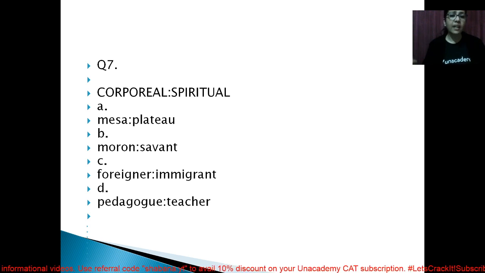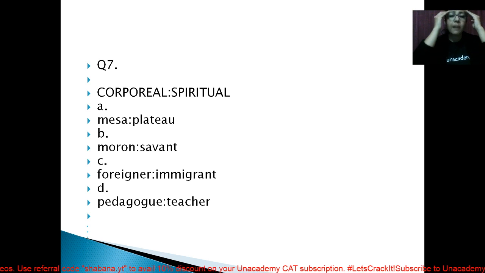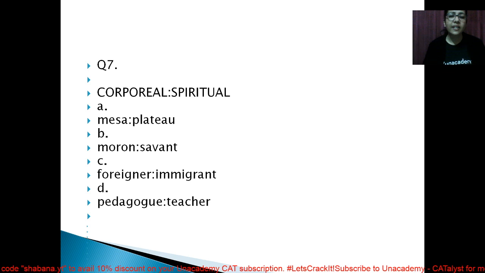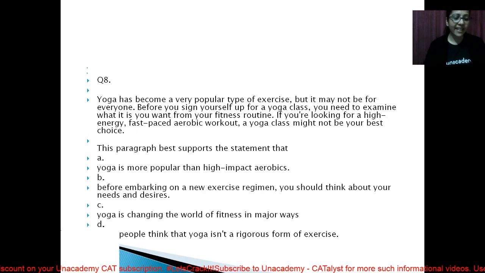Yes, Moron is a dumb person, an idiot, somebody who is thick headed, a numbskull. And savant is a learned person, an intelligent, not exactly intelligent, I would say a wise person, an erudite, that is a savant. Okay, Masira. All right, next one, please.